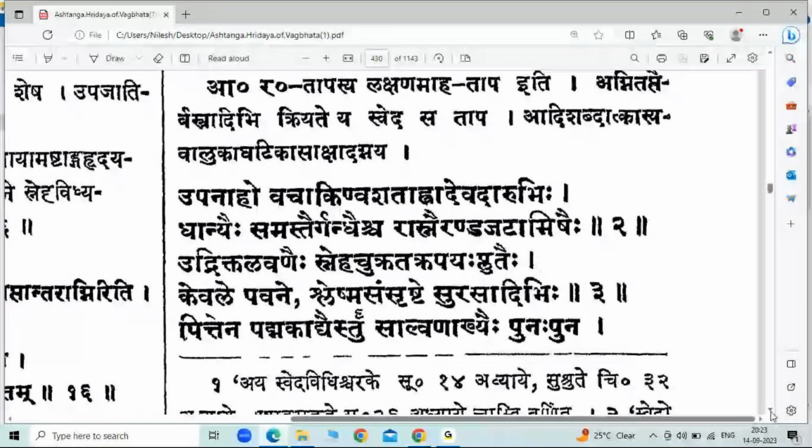Then sneha, shukta or chukra, takra, payaplutaihi. Udrikta lavanaihi, sneha, chukra, takra, payaplutaihi. No sneham is specified here, so whichever is relevant in the context can be used. It is based on the Vaidya's decision which sneha is going to be used. Chukram stands for or represents some amladravya. Shuktam or chukram is also a kalpana.